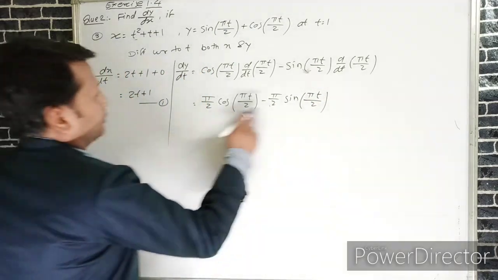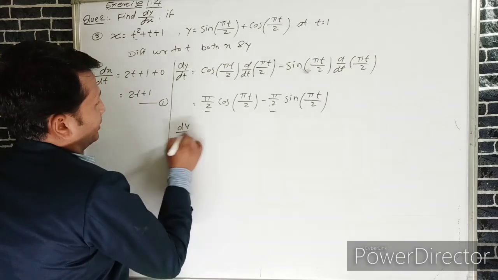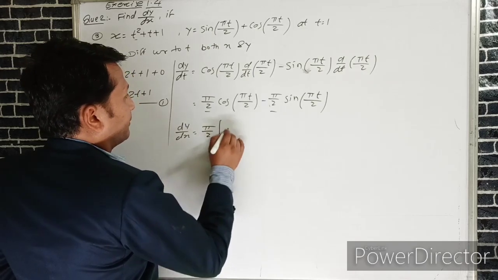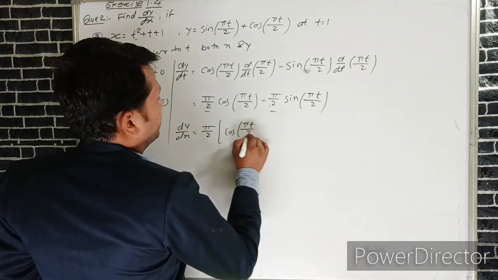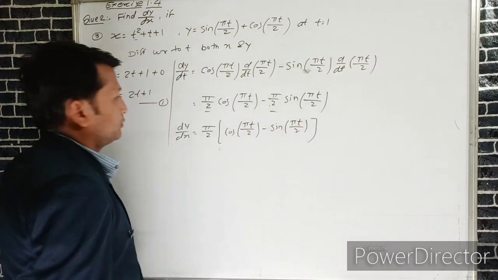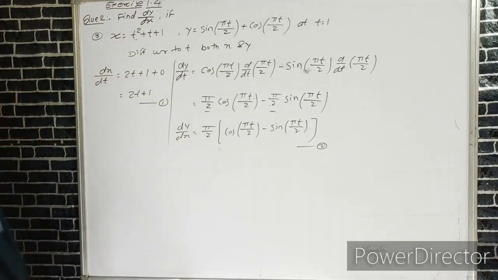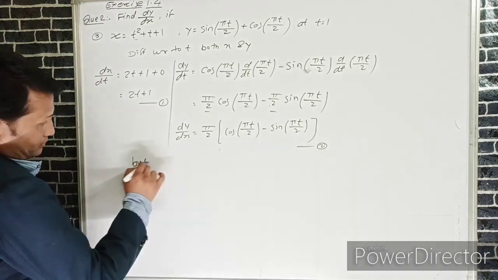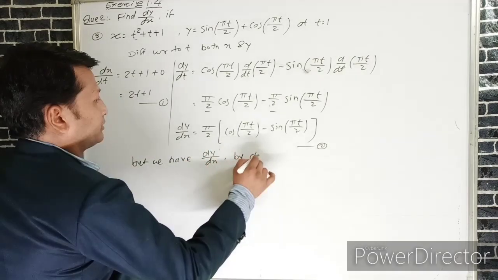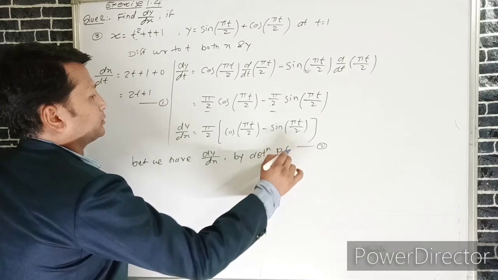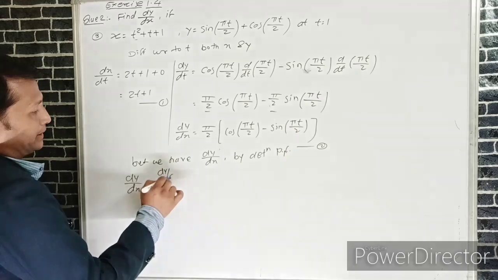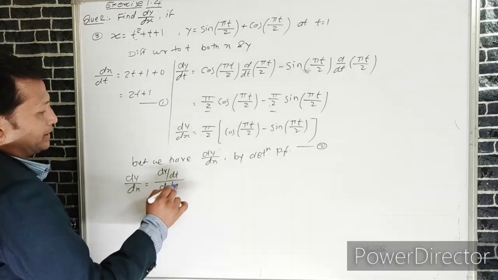Now, if we take pi by 2 common from both terms, we can write dy upon dx is equal to pi by 2 into cos of pi t upon 2 minus sin of pi t upon 2, which is number 2. But we have to find dy upon dx. By the definition of parametric function, we can write dy upon dx is equal to dy by dt upon dx by dt.